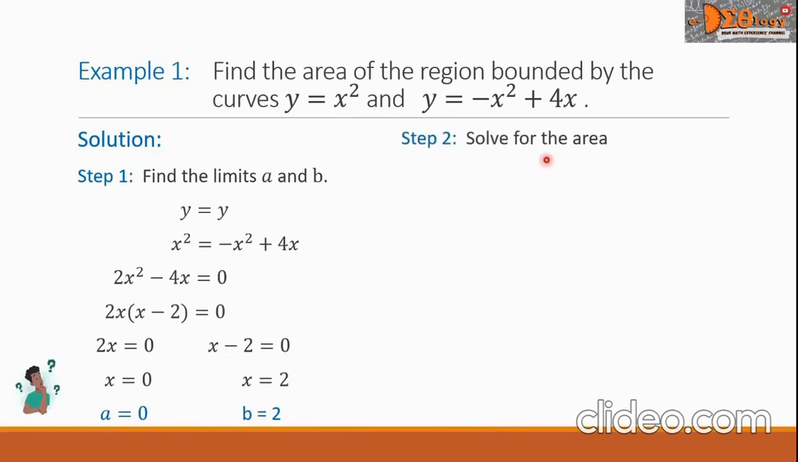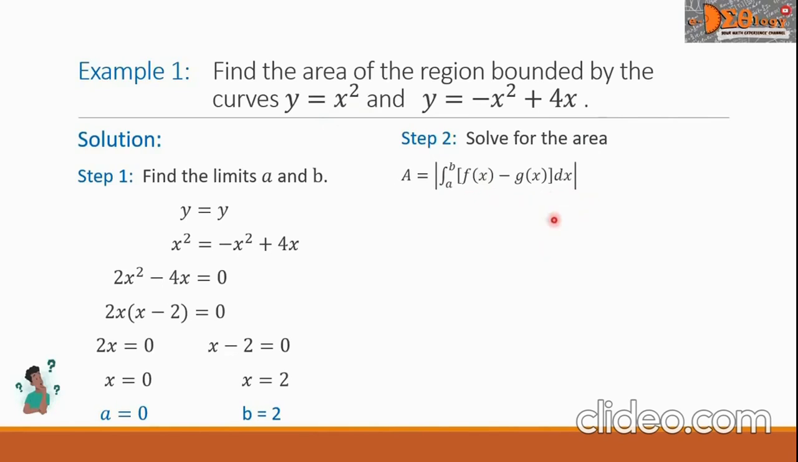Step 2 now is to solve for the area. Let us write the formula here. Let us now choose f of x and g of x respectively. We can choose the first equation to be the f of x and the second equation to be g of x. Because of this absolute value symbol at the end, if our area becomes negative, we will just take the positive value.